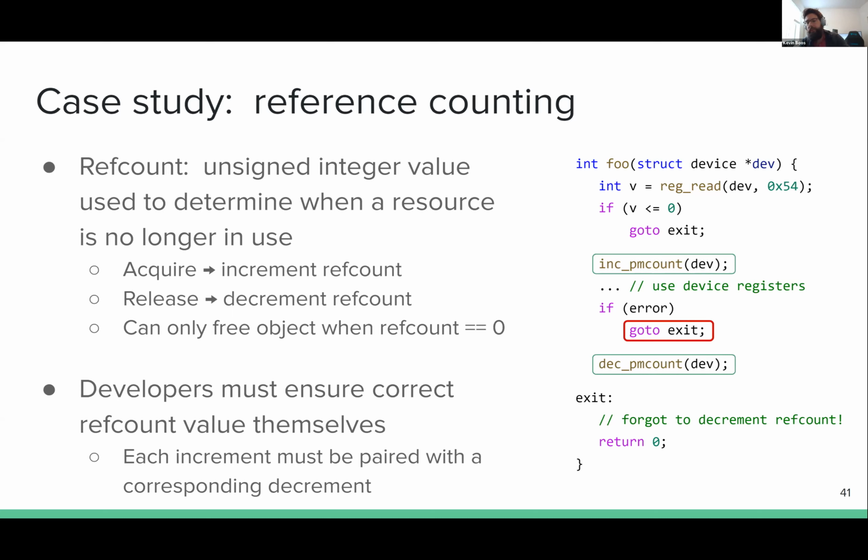However, what if we encountered an error when using that particular resource, that device, and then we jump here? We've skipped this reference count decrement, right? At that point, we have a resource that is stuck. It can never be freed because the reference count is 1 higher than it should be.